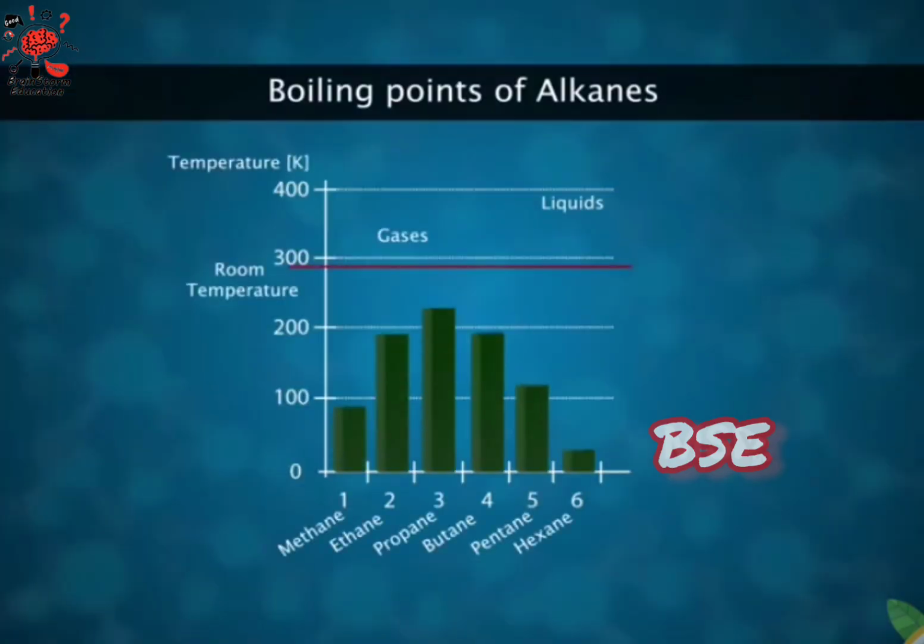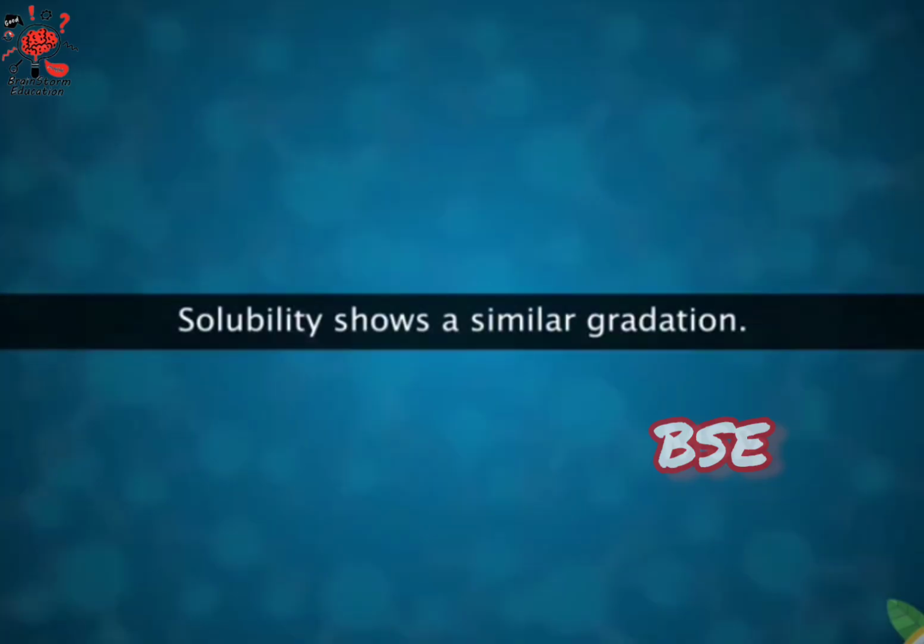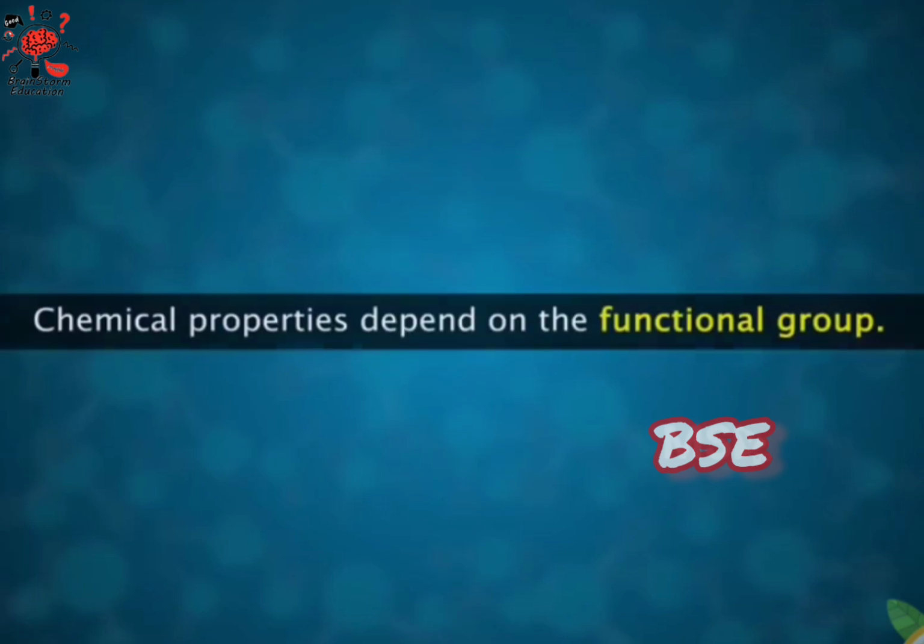Since the molecular mass increases in any homologous series, we can observe a gradation in physical properties, that is, melting points and boiling points increase with the increase of molecular mass. Other physical properties, such as solubility in a particular solvent, also show a similar gradation. But the chemical properties, which are determined solely by the functional group, remain similar in a homologous series.